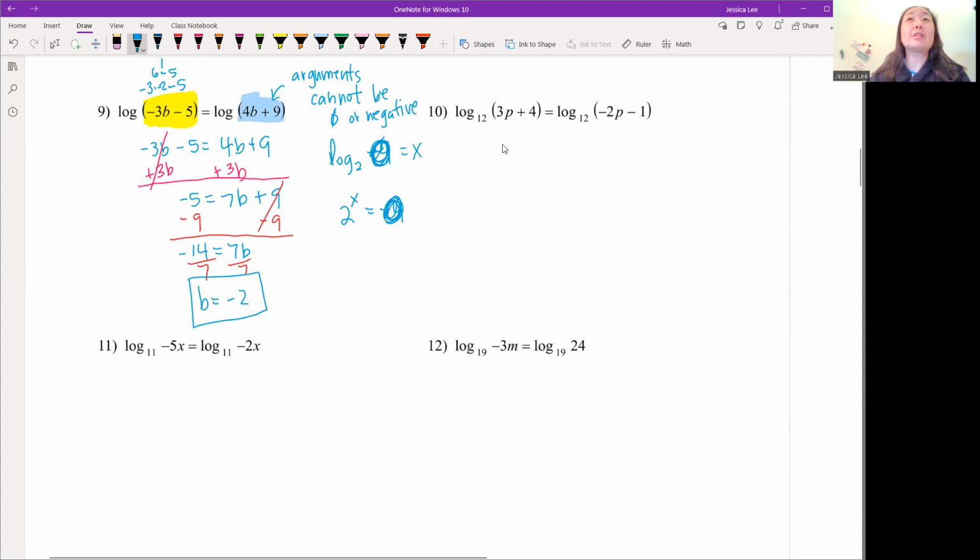Please, again, stop at any time to do your, I really don't know what's going on with this computer.